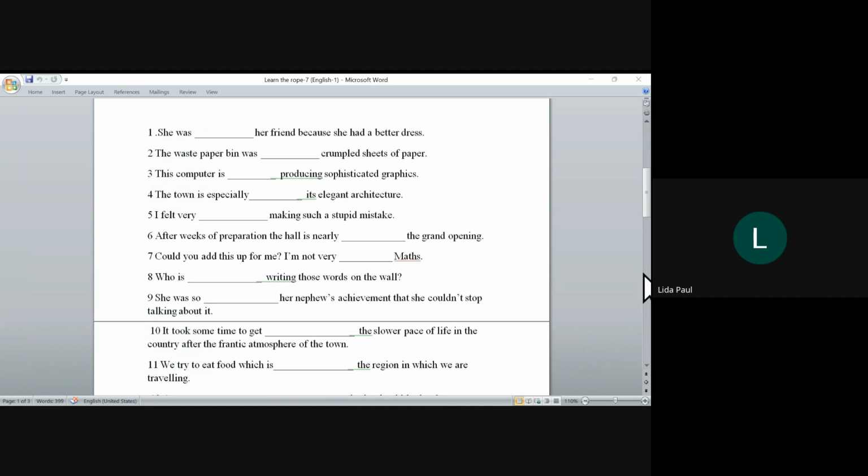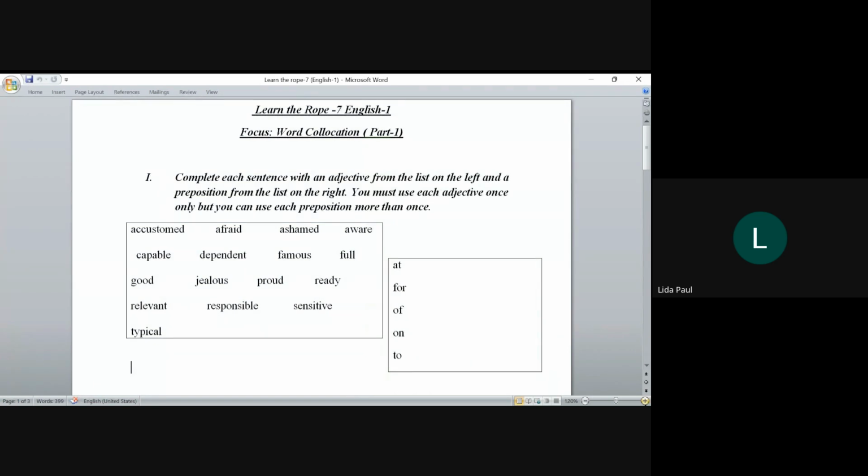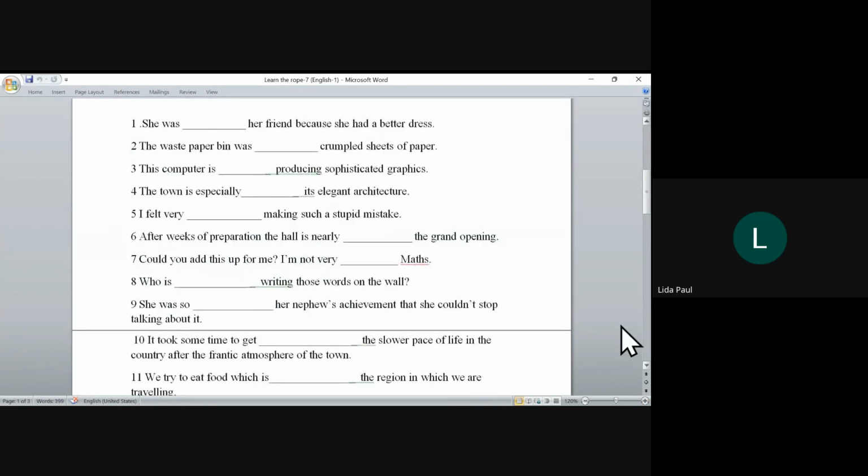Right, Ahmad. She was jealous of her friend because she had a better dress. Is that okay? Do others agree, or do you have some other options? Any other answers? Anyone? Jealous of looks right to me. If you have any other answers, you may.